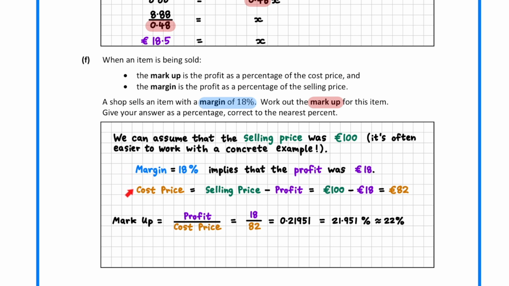The cost price is the selling price minus the profit, which comes out as €82. To find the markup, we divide the profit, 18, by the cost price, 82. Written as a percentage, correct to the nearest percent, we get a final answer of 22%.